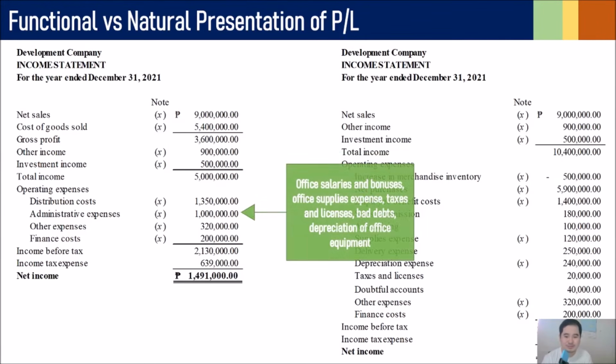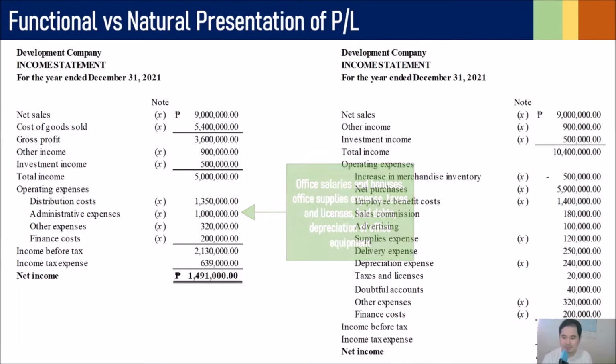Administrative expenses naman, lahat ng makikita mo sa opisina. Office salaries and bonuses, supplies mo sa opisina, taxes and licenses, bad debts, and depreciation naman po ng office equipment. So, ano po yung nature niya? Salaries, supplies expense, taxes and licenses, bad debts expense, depreciation. Yun yung nature niya. Pero they are grouped collectively as administrative expense, kasi yun po yung function niya sa entity.